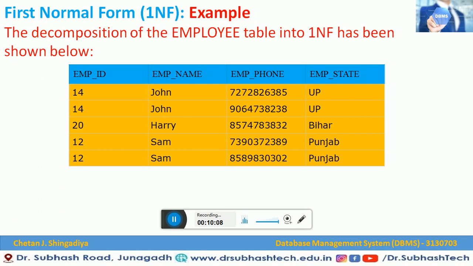So what is first normal form then? First normal form should contain only atomic values, or we can say single-valued attributes. Now you can see in this table, every attribute, or every column, contains only a single value, and there are no composite attributes either. So this is what first normal form is in normalization.